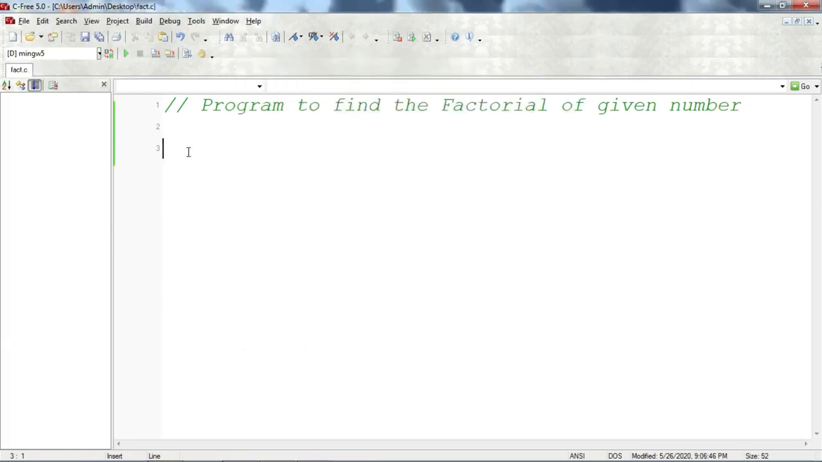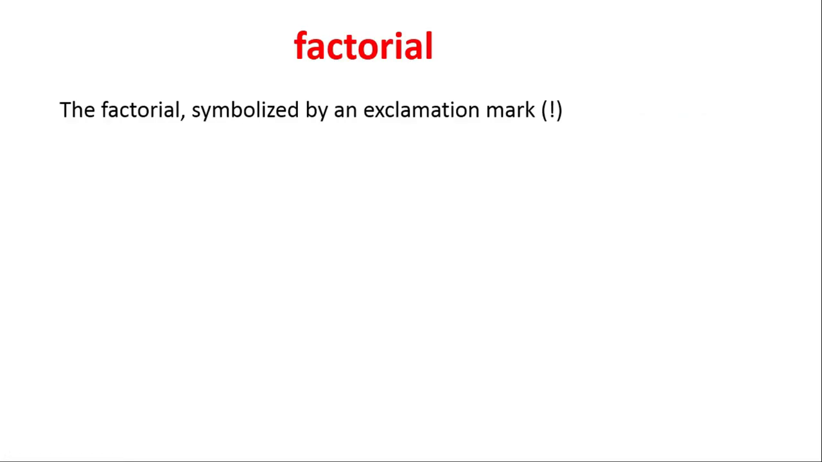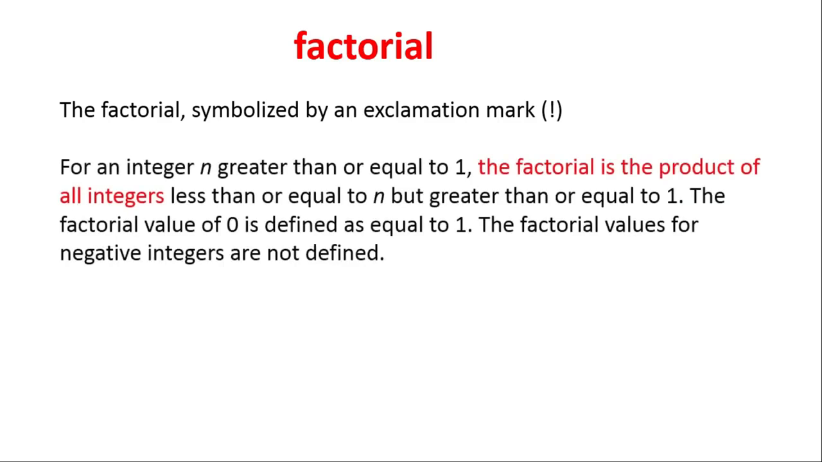Before proceeding, let us understand what is meant by factorial and how to find a factorial. Factorial is symbolized by an exclamation mark. For an integer n greater than or equal to 1, the factorial is the product of all integers less than or equal to n but greater than or equal to 1. It means we cannot find the factorial of a number less than 0. It's not possible.